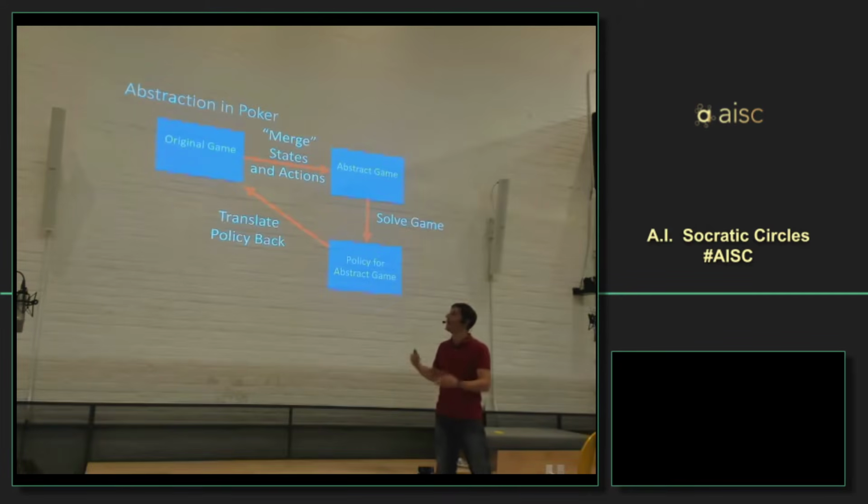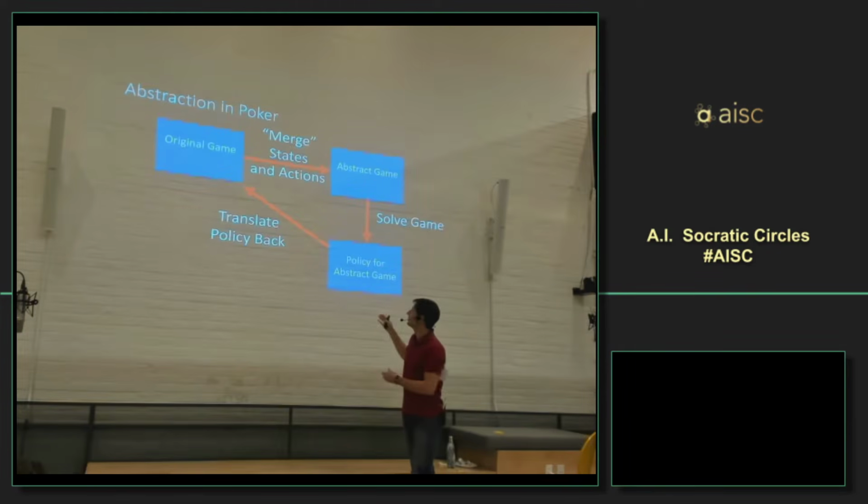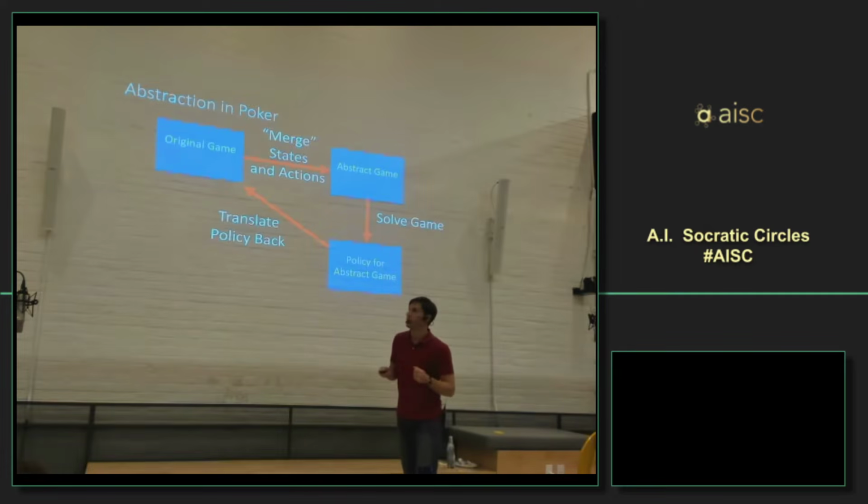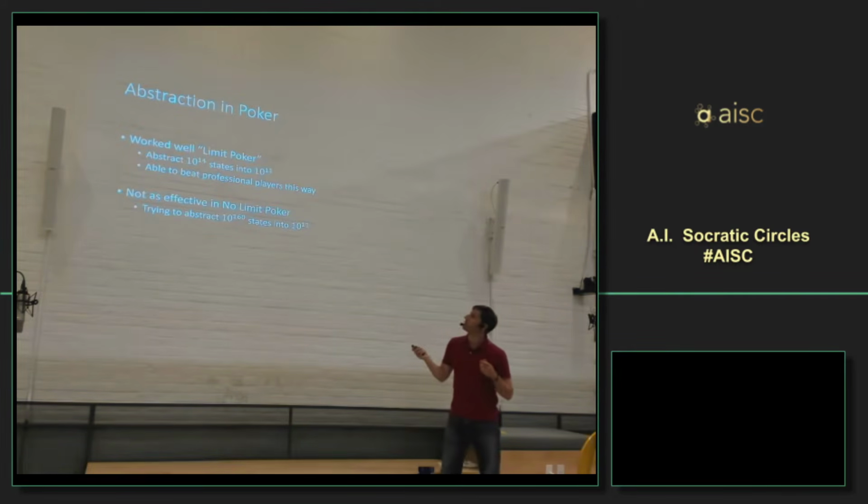And then you can use various methods to solve these games, right? If the game is small enough, like rock, paper, scissors, you can come up with the optimal strategy. So if I push everything together and make it small enough, I can solve the game. I'll find a policy for that abstract game, and then I'll use a method for translating it back. So I'll think, okay, I said I'm going to act this way with the strong hands, so I'm going to act that way in the original game as well. But there's a number of challenges there as well.